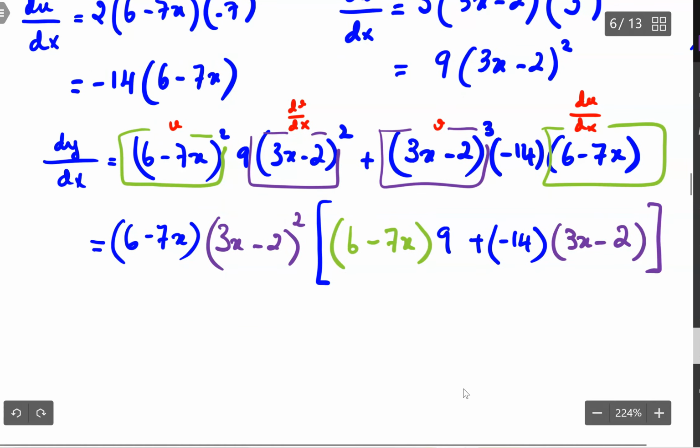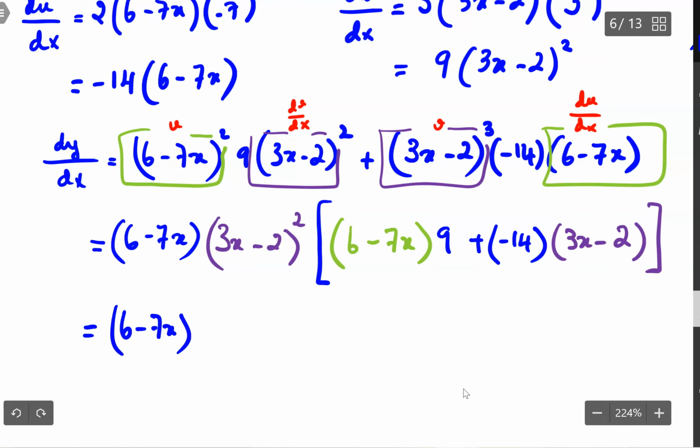So now what we are going to do next is we just have to expand what we have inside the bracket, and then we can collect the like terms.